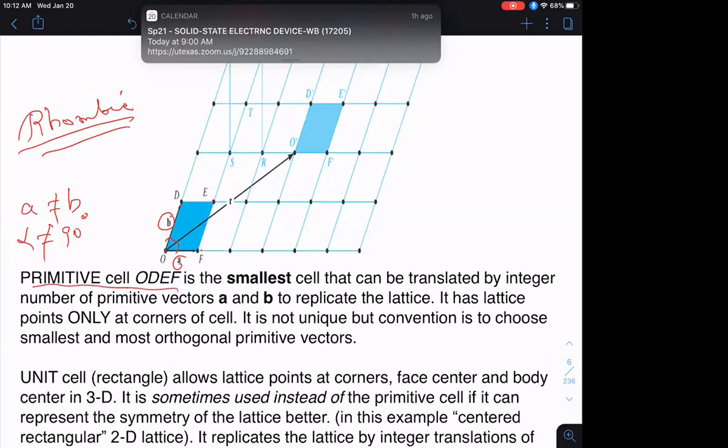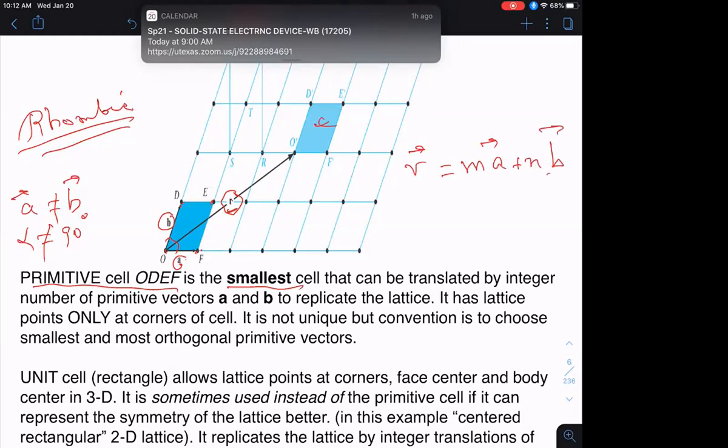And the way to do that is to introduce this concept called a primitive cell, which is the smallest unit that can be translated by integer numbers of these so-called primitive vectors, A and B. So A and B are vectors to replicate the entire lattice. What does that mean? Well, I can take this primitive cell ODEF, and I can translate that by integer numbers of these lattice vectors A and B, which are called R. So R is a vector, which is some integer number, say M times A, plus another integer N times B. That will put me in this location over here, right?